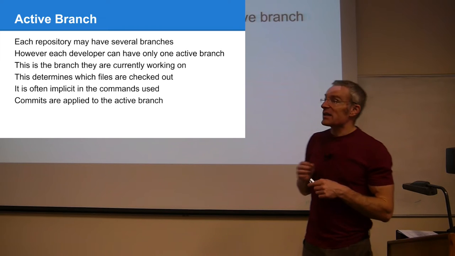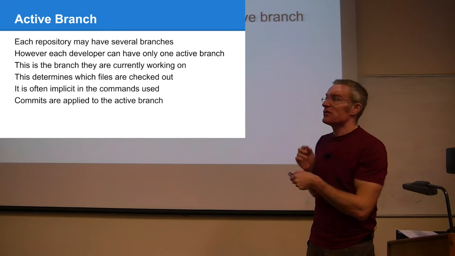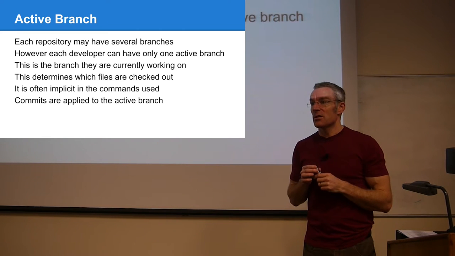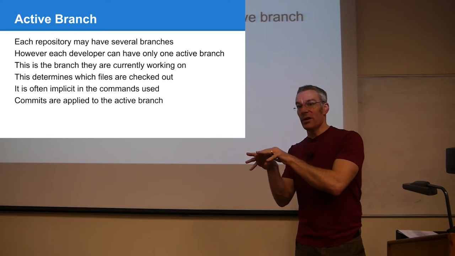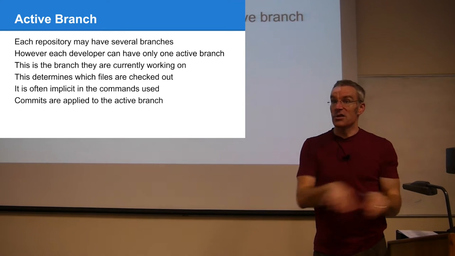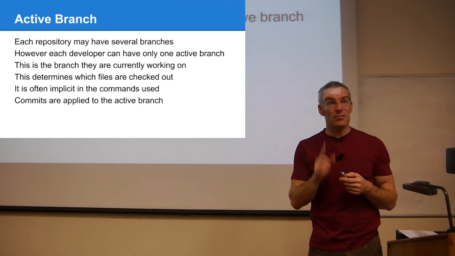Now, this concept of active branch. You've got loads of branches, but you can only work on one branch at a time. That makes sense, doesn't it? You can't work on multiple branches. I'll show you later with stashes how you can do some work on one branch, switch to another branch and do some work somewhere else without committing. And you can switch backwards and forwards, but at any one time, you can only have a single active branch.